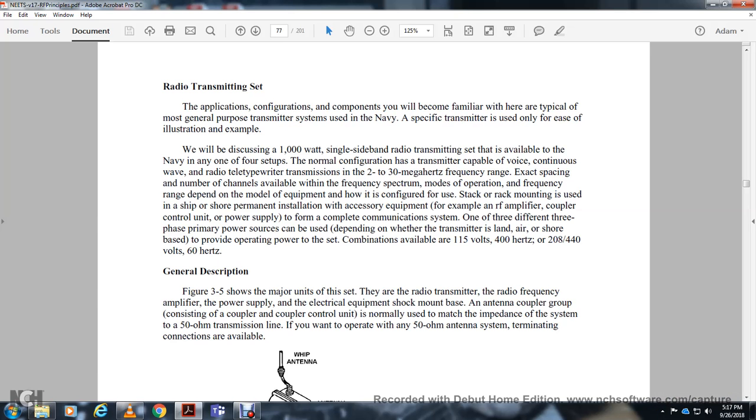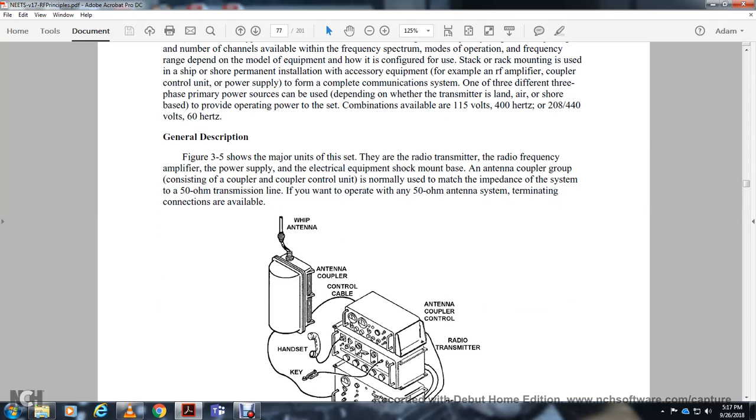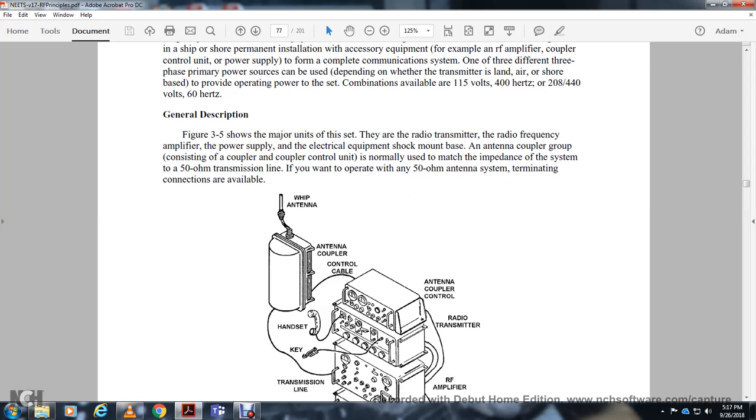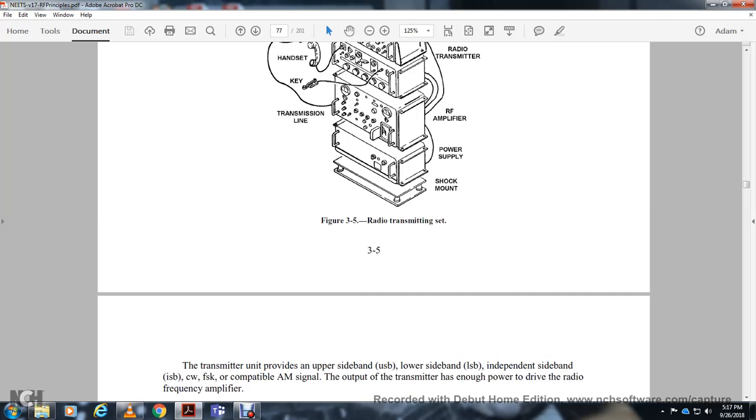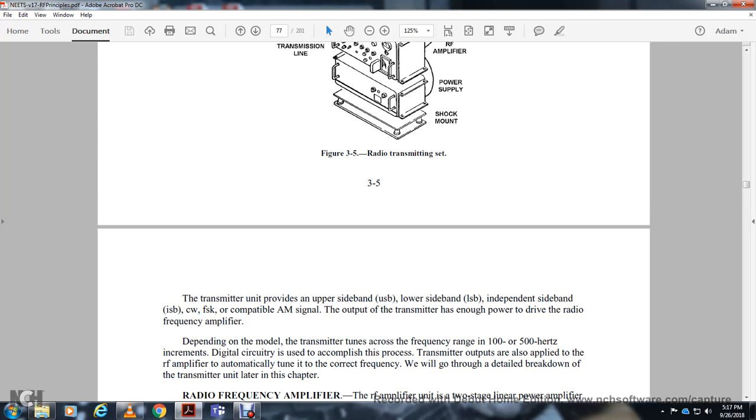Figure 3.5 shows the major units of the radio transmitter set: the radio transmitter, the radio frequency amplifier, and the power supply with electrical limit shock mount, made for the antenna coupler group with the coupler control unit, which is usually attached to match the impedance of the system to a 50 ohm transmission line. To operate a 50 ohm antenna system, terminating controls are available with the antenna control cable, the handset, the key, and the antenna control compartment. The transmitter is provided with upper sideband, lower sideband, independent sideband, continuous wave, FSK, and compatible automated amplitude modulation signals.